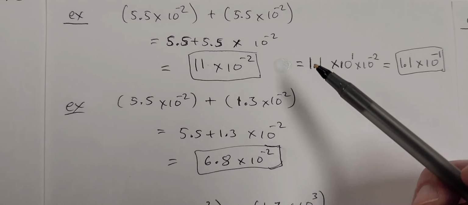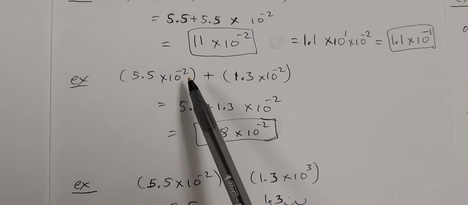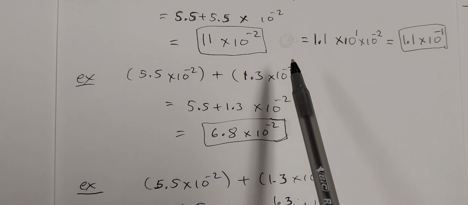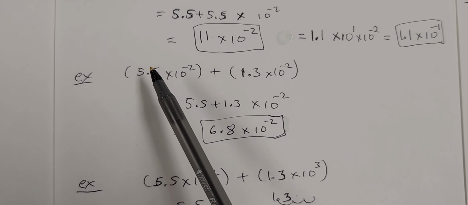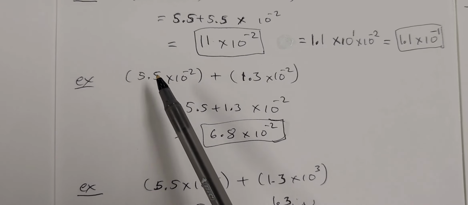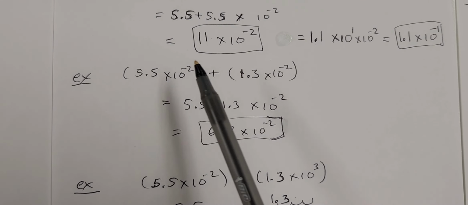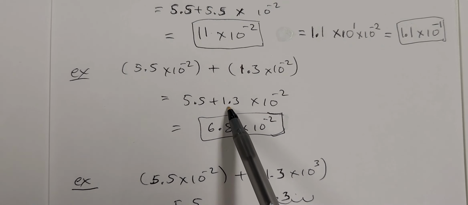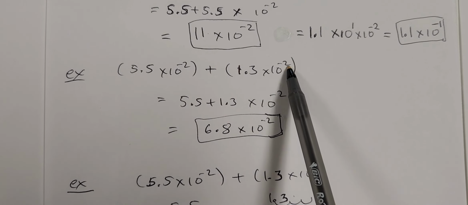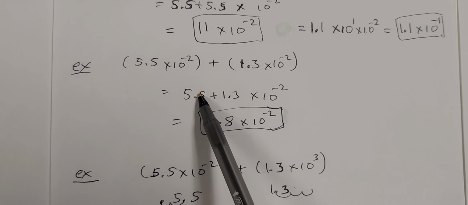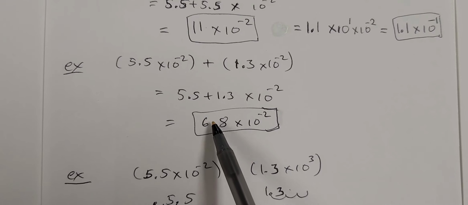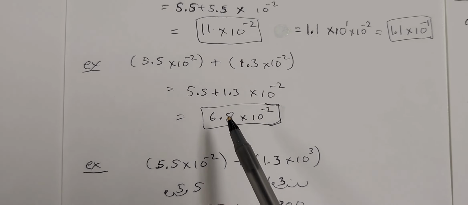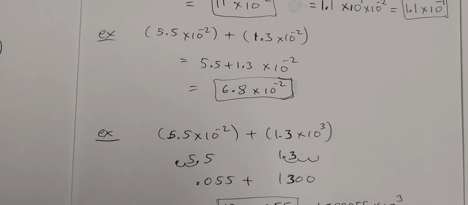Okay. Next example, same thing. When the powers are exactly the same, the only difference is the front number. So I just add the front numbers, 5.5 plus 1.3. The power is the same, so I leave it alone. So 5.5 plus 1.3 gives me 6.8. Okay, so that's for adding.